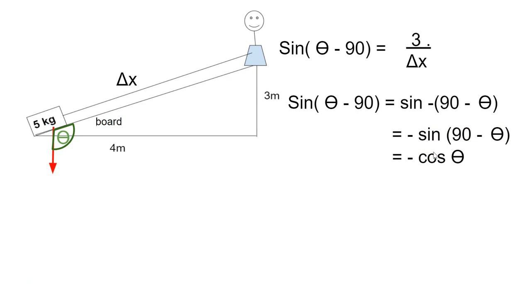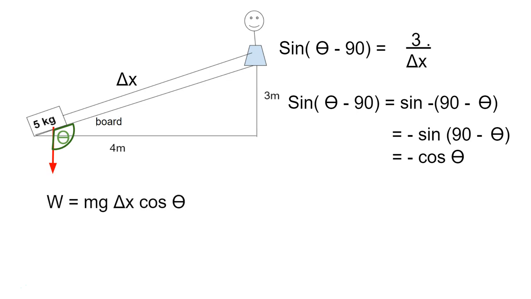So what have I seen now? I've seen that sine of this small angle over here is going to be the same as negative cos of the big angle over here. And that should get some of you sitting up straight a bit, because where have you seen cos of theta before? You know that is something that they use in the work equation. And that is what I'm going to substitute in.